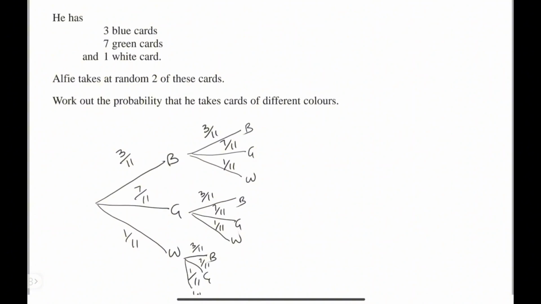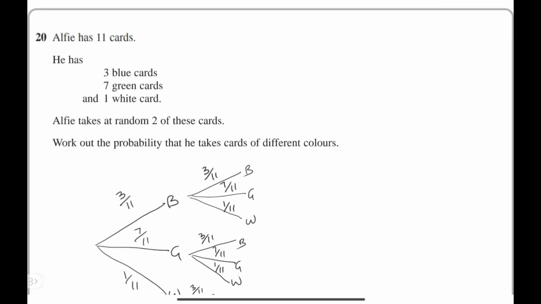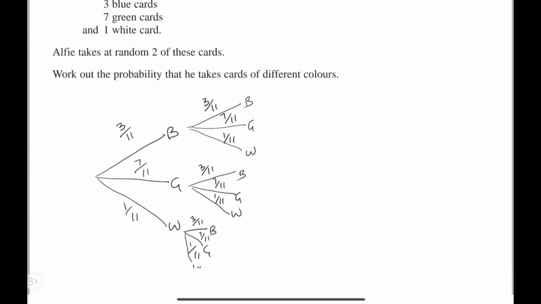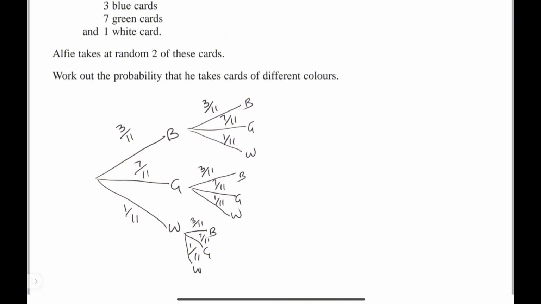Now here's the thing. We're not told that the card was replaced. So we have to assume probability without replacement. So if that is the case, these probabilities will change. So if he takes a blue card the first time, the probability of taking blue again is going to be 2 out of 10. And this would be 7 out of 10. And this will be 1 out of 10.